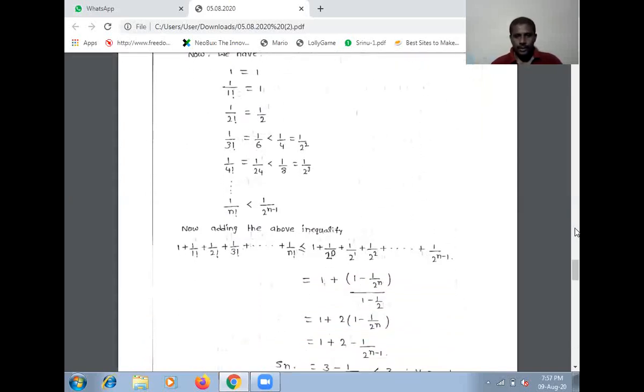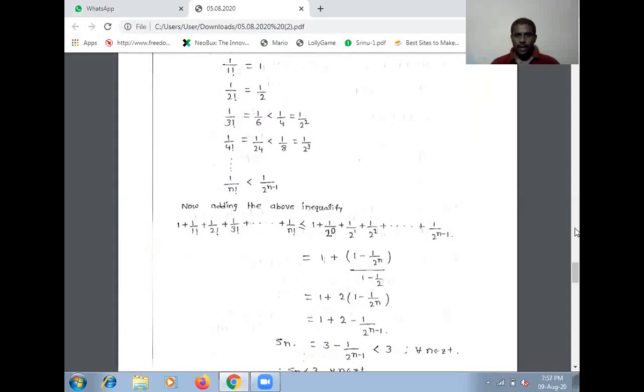Now I am adding the above inequalities. So now add the left side terms and right side terms. First of all, I am adding the left side terms: 1 plus 1 by 1 factorial plus 1 by 2 factorial plus 1 by 3 factorial plus and so on, 1 by n factorial, less than or equal to. Some terms are equal here, some terms are less than, so that's why I am taking less than or equal to.